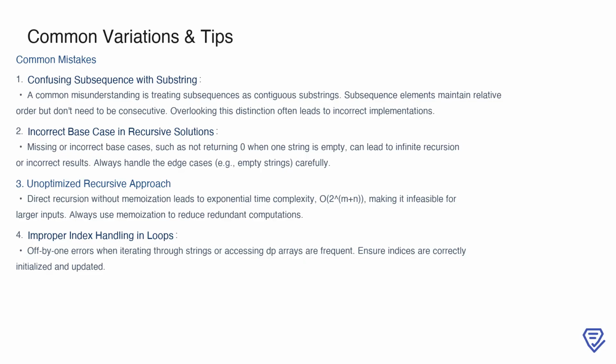Another challenge arises from using a naive recursive approach without memoization. This leads to exponential time complexity, which becomes impractical for larger inputs. Incorporating memoization is essential to avoid redundant computations and improve efficiency. Lastly, improper index handling in loops is a common pitfall. Off-by-one errors while iterating through strings or accessing dynamic programming arrays can disrupt your solution. Carefully initializing and updating indices is critical to avoid such errors.